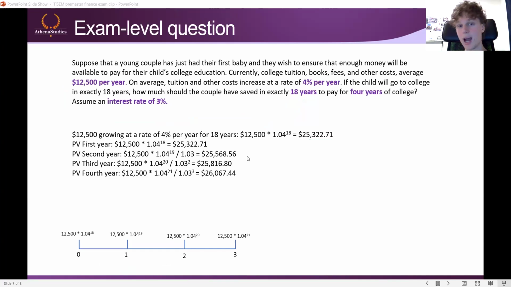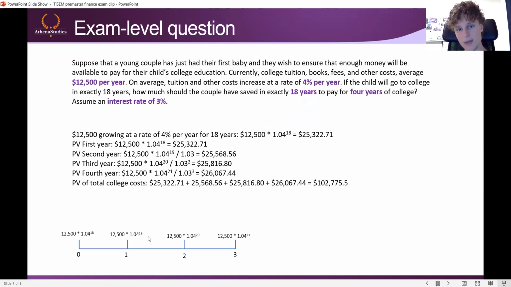Now, of course, what they ask in the question is, what is the present value? How much should the couple have saved in exactly 18 years to pay for 4 years of college? So we need to add the present value of all of these 4 up. And when we do that, we get $102,775.50, rounded to 1 decimal. And with that, we have solved this pretty much exam level question.